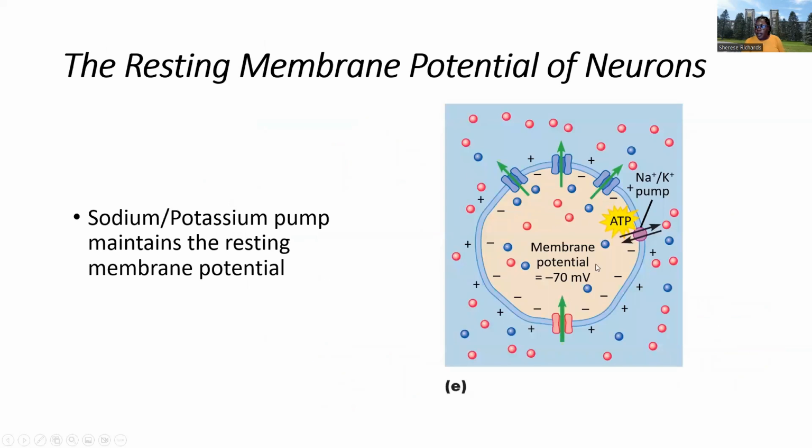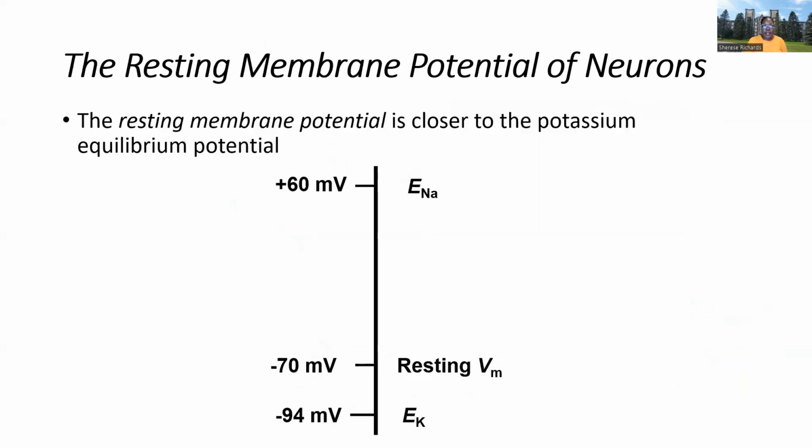What's being illustrated here, all of this ionic movement, the sodium potassium pump, and then the final value, negative 70 millivolts. As far as thinking about the magnitude of those forces, the resting membrane potential ends up being closer to the equilibrium potential for potassium. So if you think about the change of the membrane potential here on this line, all right.